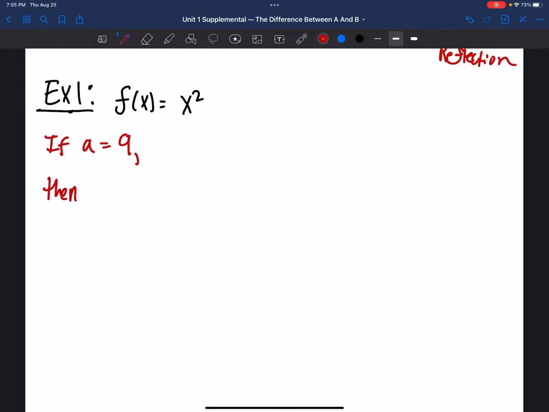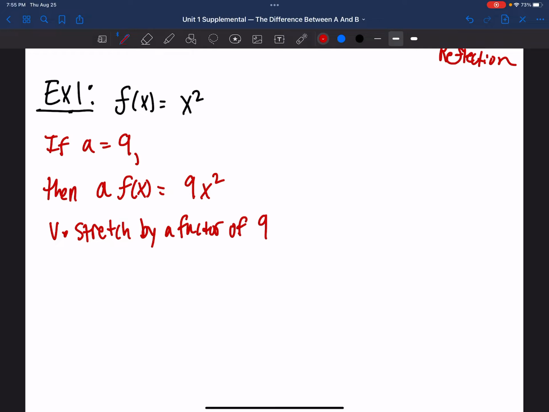Then a f of x, well, a is 9, and f of x is x squared. This would mean a vertical stretch by a factor of 9. You say, well, yeah, I got that part, Mr. Spicer. But look at this.